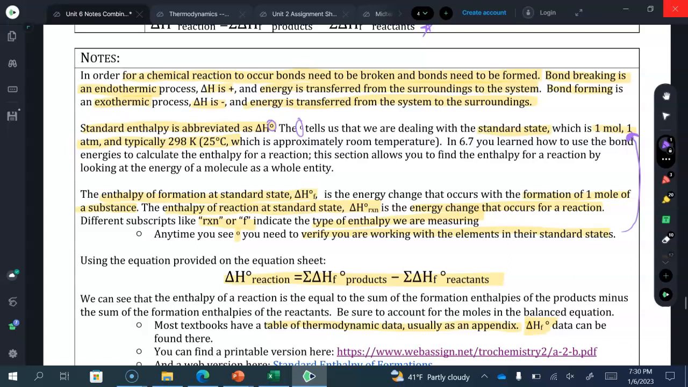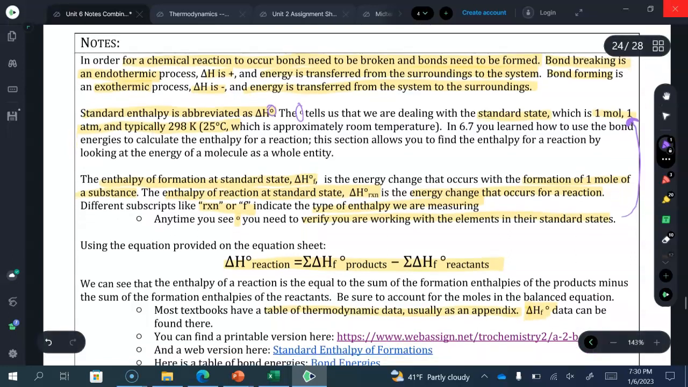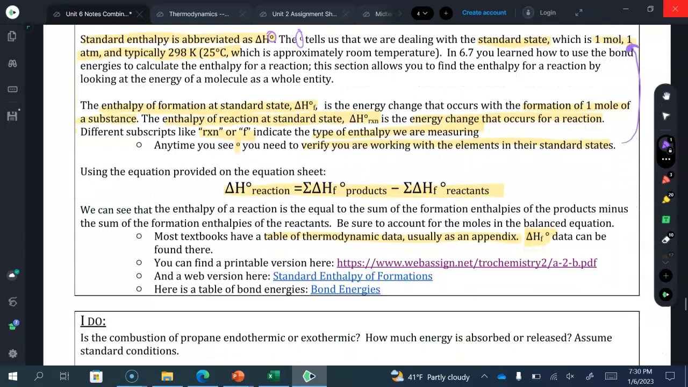In 6.7, you learned how to use the bond energies to calculate the enthalpy for a reaction. In this section, we're going to look at the enthalpy for a reaction by looking at the energy of the molecule as a whole entity. So the enthalpy of formation at standard state, or delta H standard notation F, is the energy that occurs with the formation of 1 mole of a substance, and this is usually from its elemental components.